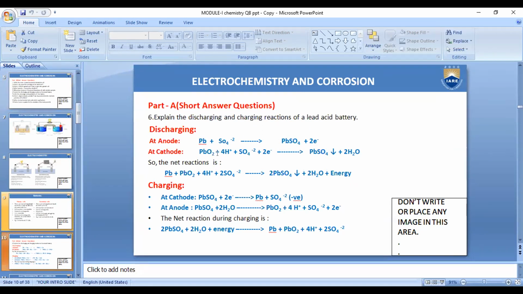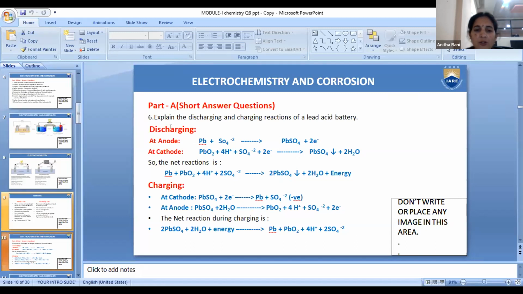At the cathode, what reaction takes place during discharging? The cathode is lead oxide. This lead oxide gains electrons in the presence of the electrolyte H2SO4 and is reduced, again forming lead sulfate at the cathode, plus 2H2O. So we got lead sulfate at the anode and lead sulfate at the cathode during the discharging reaction, and chemical energy is converted into electrical energy.